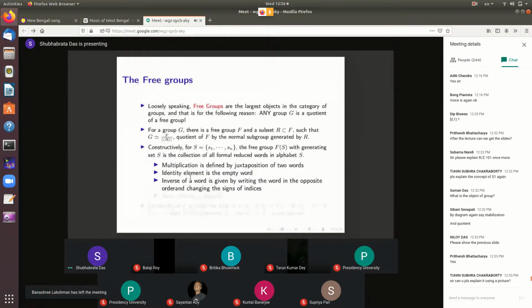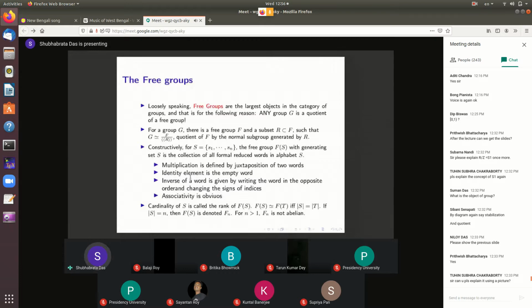And then the inverse of a word is just the word written in the opposite order with changed signs. That's the inverse. And the associativity is obvious. Just change the position of the bracket, that's all. That says that this is a group. This collection of reduced words on the alphabet S forms a group.